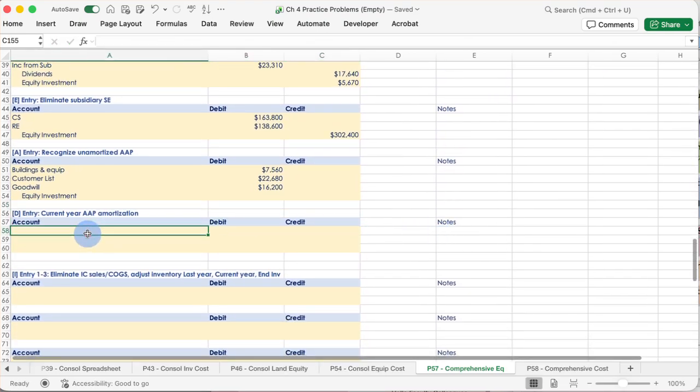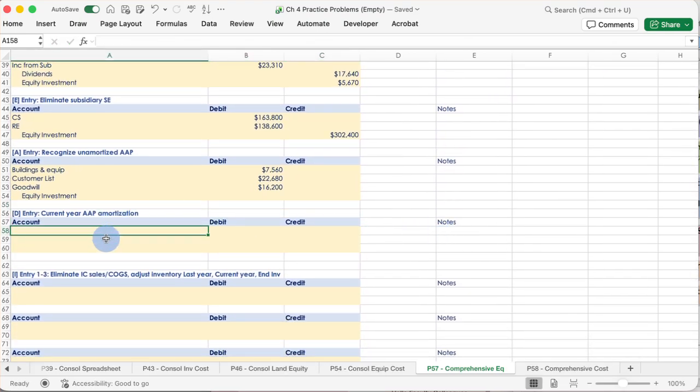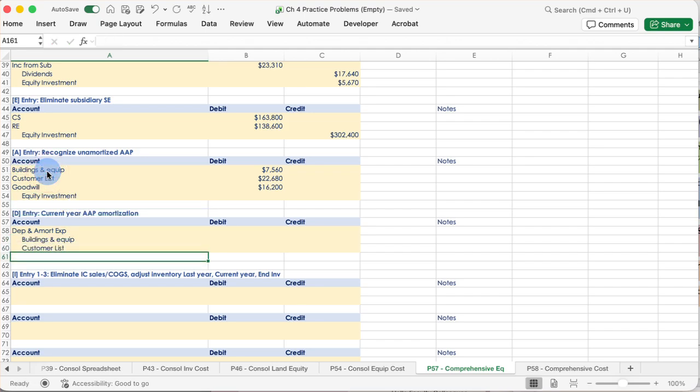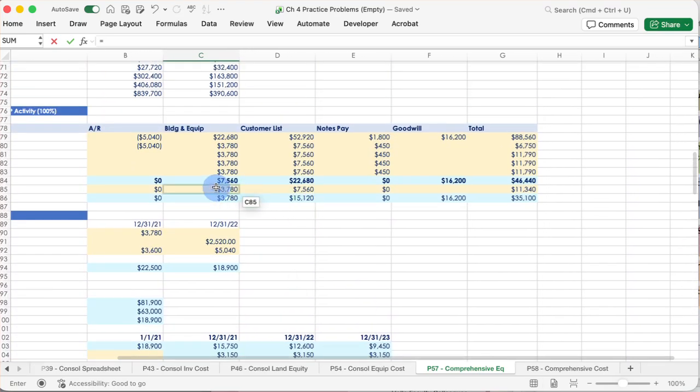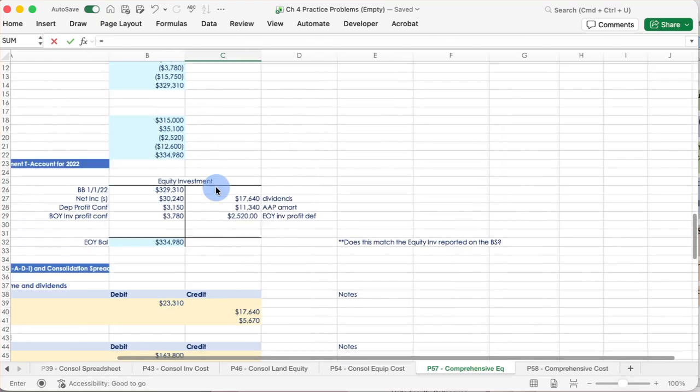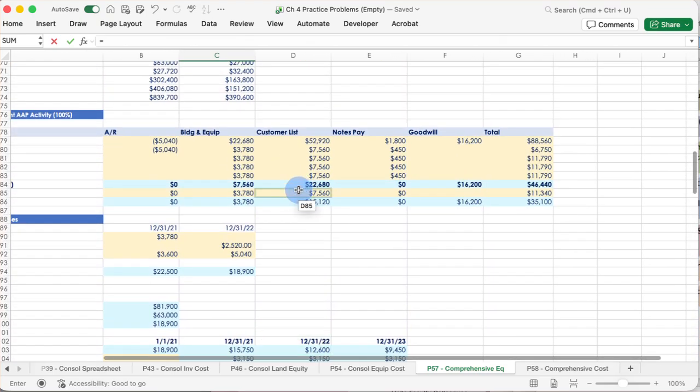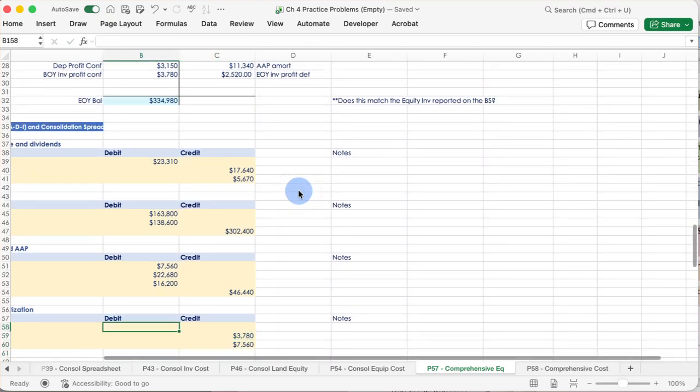Okay. Now we'll actually do our depreciation for these. And we'll just grab our buildings and equipment customer list from above. Then we'll come back up to our little table and get the annual depreciation for each of those. Then add those together.